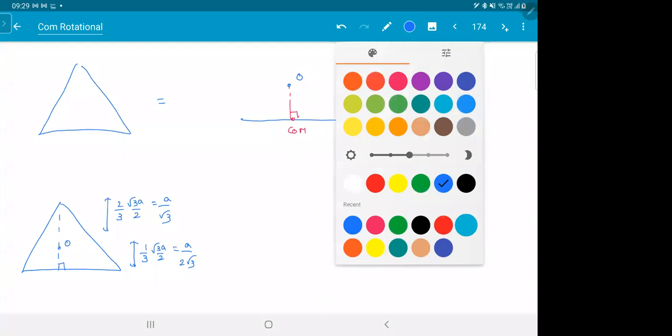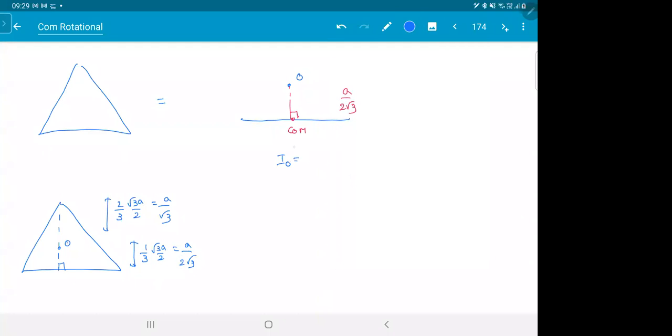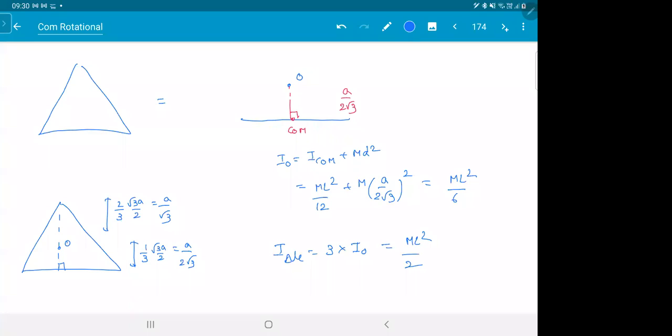Then what about IO? I center of mass plus m d square. I center of mass is ML square by 12. Remember? For a rod passing through the center. M d square, where d is A by 2 root 3, whole square. That would be ML square by 6. But there are 3 rods, no? 3 into I naught, since there are 3 rods. So that will be ML square by 2. Makes sense? So this into 3.